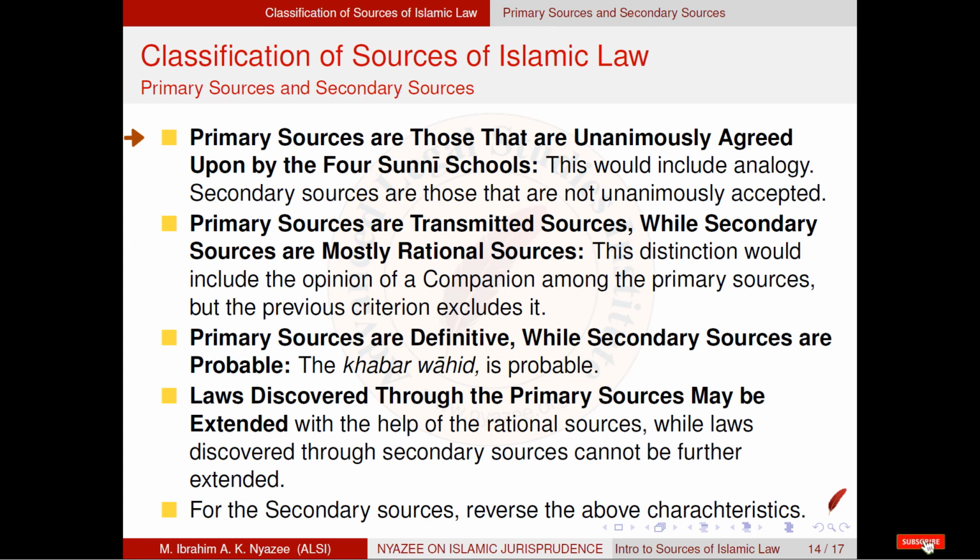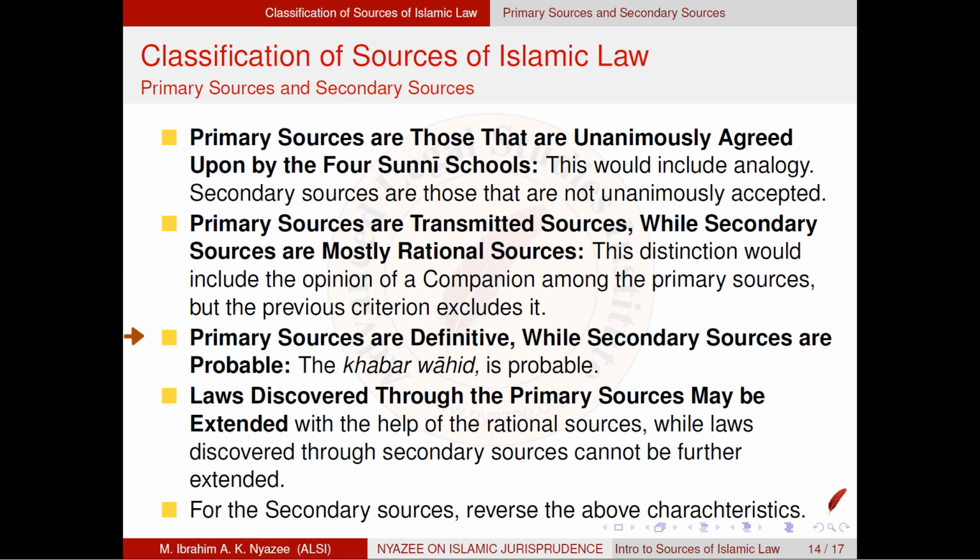Primary sources are those that are unanimously agreed upon by the 4 Sunni schools. This would include analogy. Secondary sources are those that are not unanimously accepted. In other words, primary sources are those that are accepted by all the schools, while secondary sources are not accepted by all the schools. Primary sources are transmitted sources, while secondary sources are mostly rational sources. This distinction would include the opinion of a companion among the primary sources, but the previous criterion excludes it.